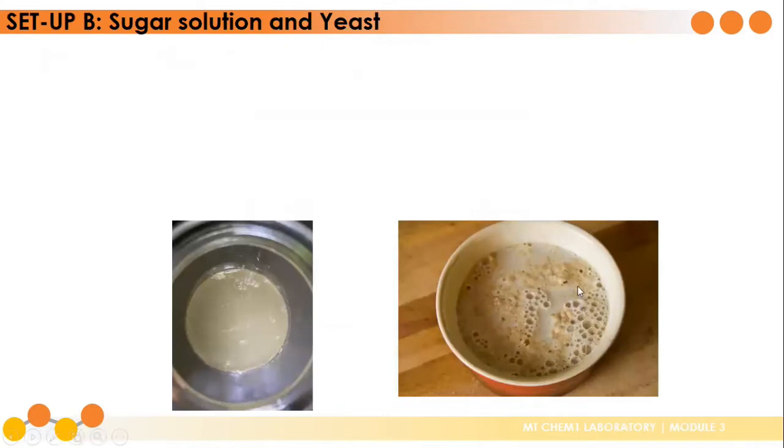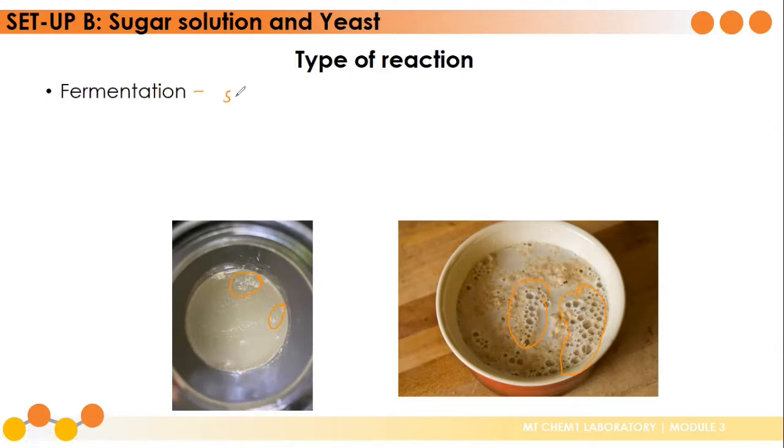So if you did it at home, it should look like the second picture, wherein a lot of bubbles are already produced. As you can see, there is a formation of bubbles in this one, indicating that gas was produced in our experiment. Now, what is the type of chemical reaction that occurred between the yeast and the sugar solution? We have here fermentation. Fermentation is when sugar is converted into alcohol or acid and a gas.